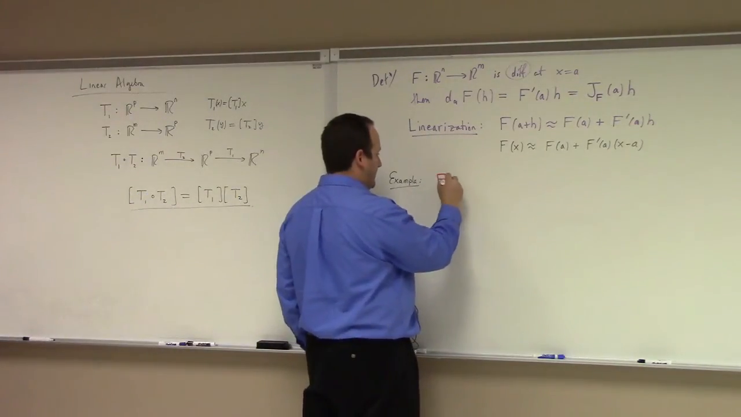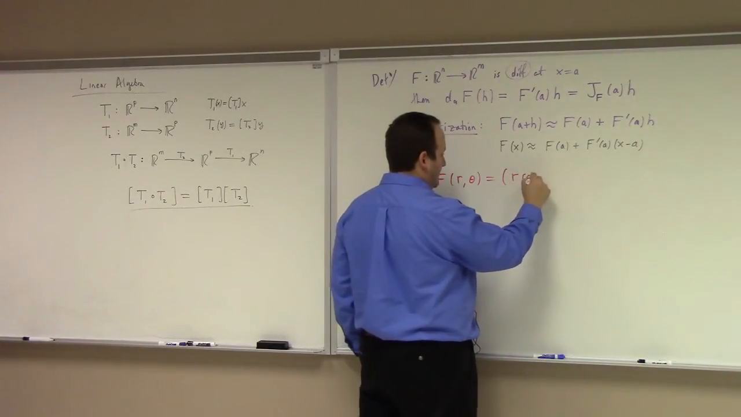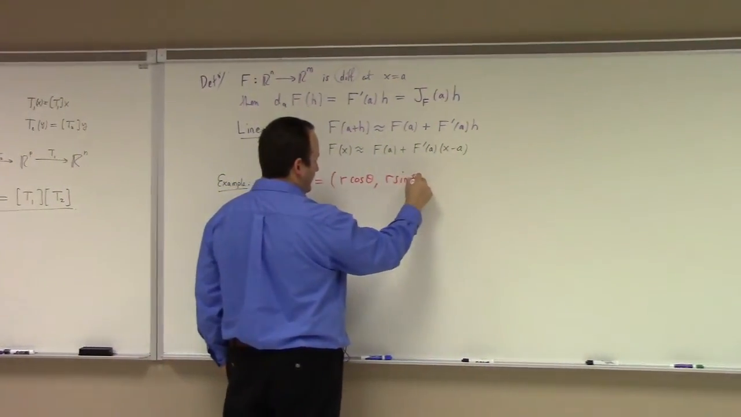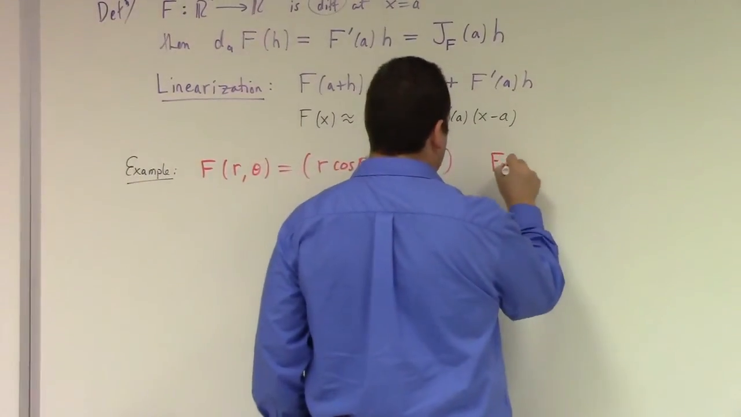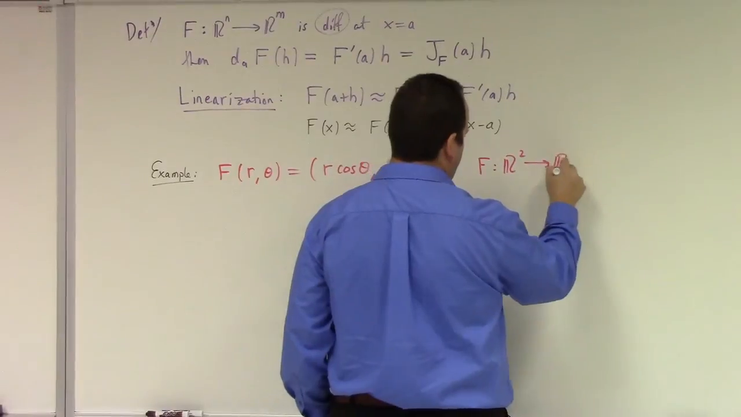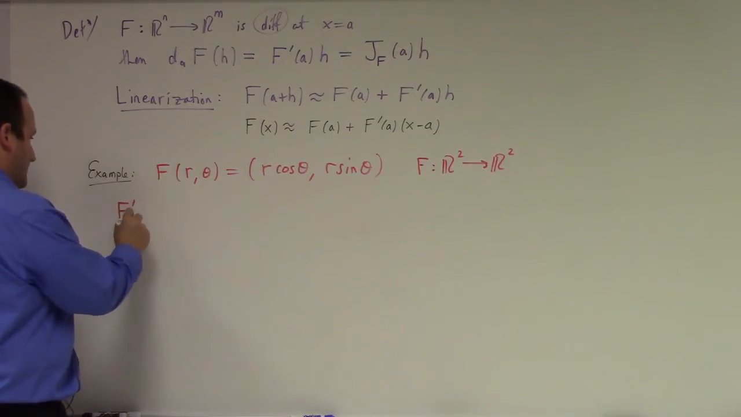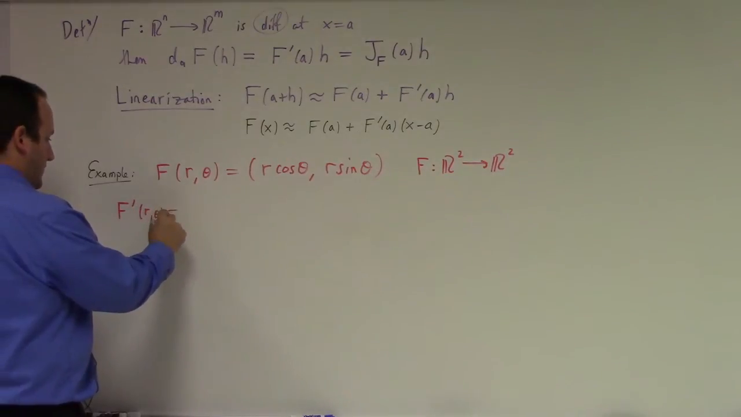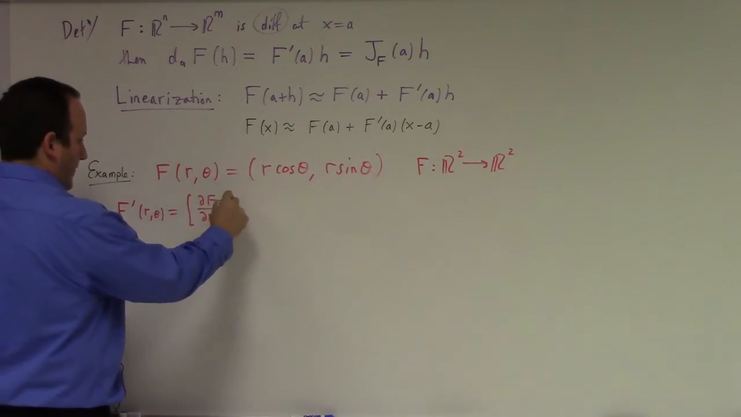Here's one of my favorite examples. F of r, theta is r cosine theta, r sine theta. So this is a mapping from R2 to R2, right? What I want to do is just find the Jacobian and exhibit a linearization. That's what I'm doing, okay? So the f prime of r, theta is, what we do is partial f partial r, partial f partial theta.